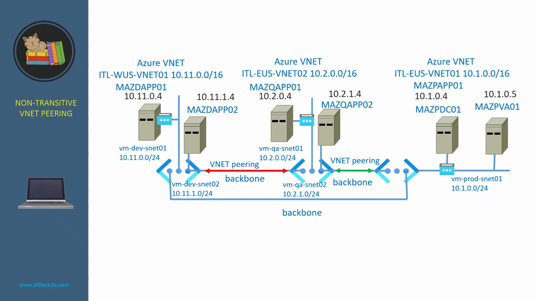So in this network, with the current setup, the servers in the production VNet can communicate with the servers in the QA VNet, and the servers in the development VNet can communicate with the servers in the QA VNet, but the servers in the production VNet cannot communicate with servers in the development VNet. To enable this, we have to set up another VNet peering like this.